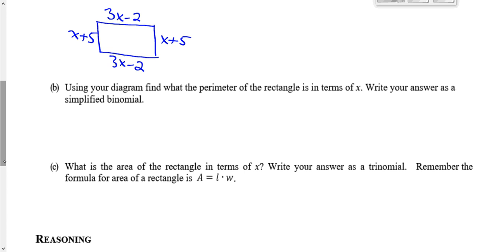Guys, how do you find perimeter? Add up all sides, right? So before we write anything down, what would you say our perimeter equals in this diagram? 3x minus 2 plus 3x minus 2 plus x plus 5 plus x plus 5, right? Not x minus 5. Plus 5. Plus 5, yes, okay.